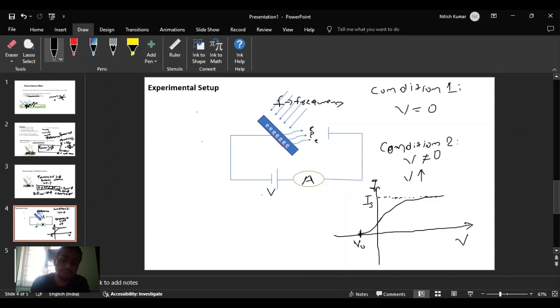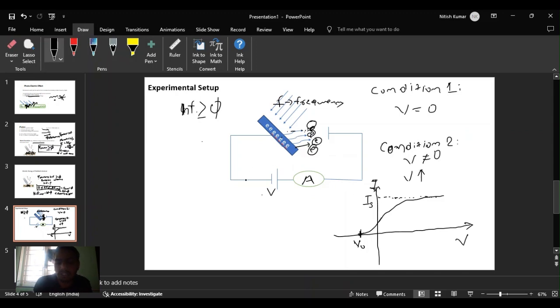And one more thing, the condition should be satisfied: if the energy h mu, h nu, should be greater than or equal to phi, then only electrons will come out from this metal surface. As the light is incident on it, the electrons will come out of the metal surface.